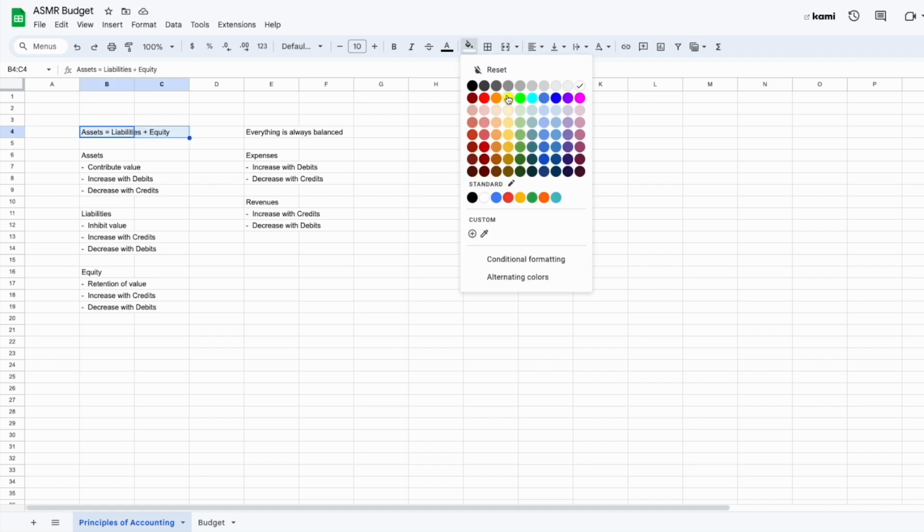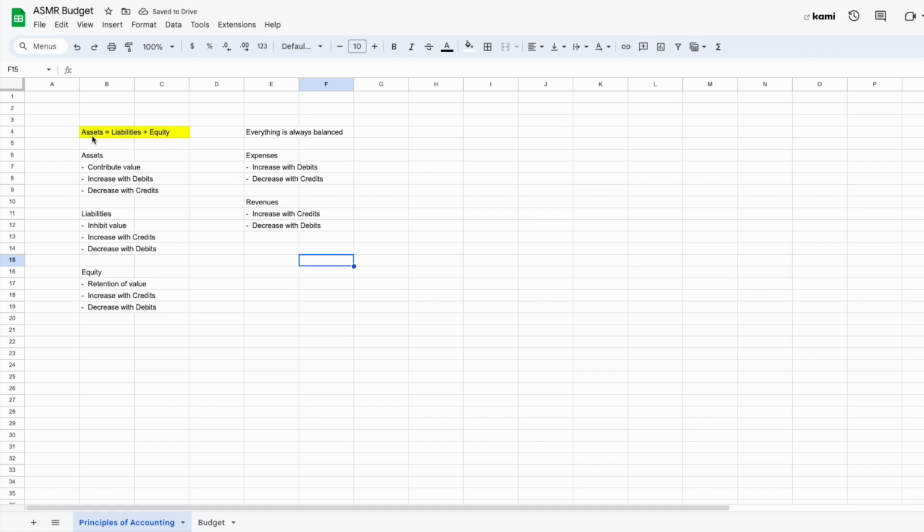One of the fundamentals of accounting is this: the accounting equation, or assets equals liabilities plus equity. You can also think of it as equity equals assets minus liabilities. So first, what are assets? You can think of assets as something that contributes value. For example, to a business.